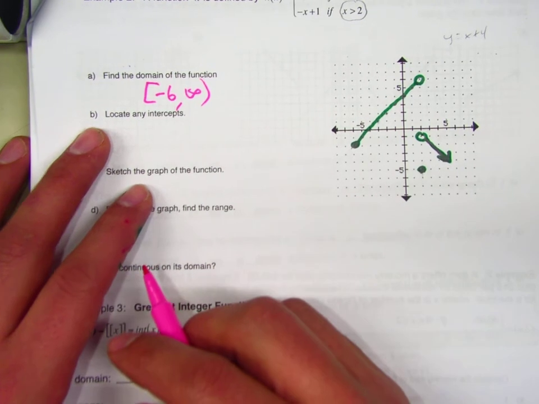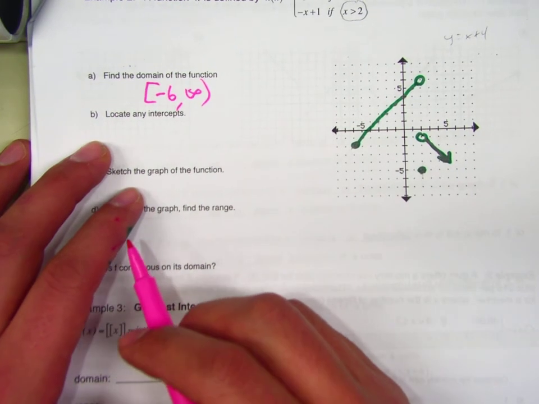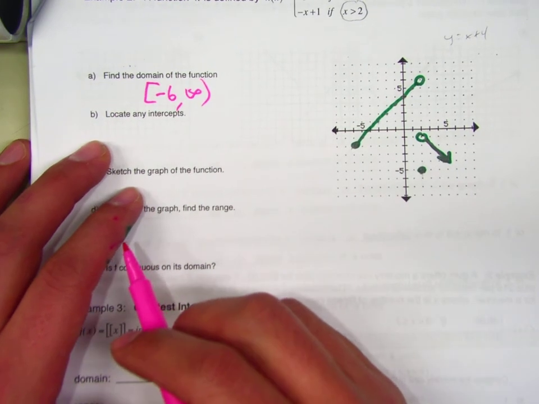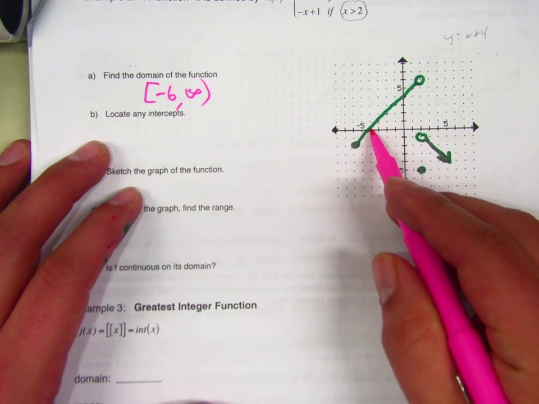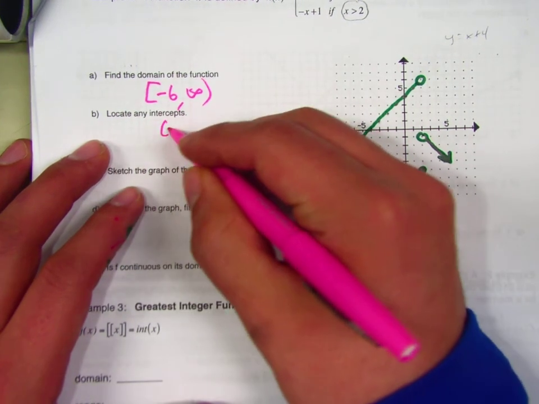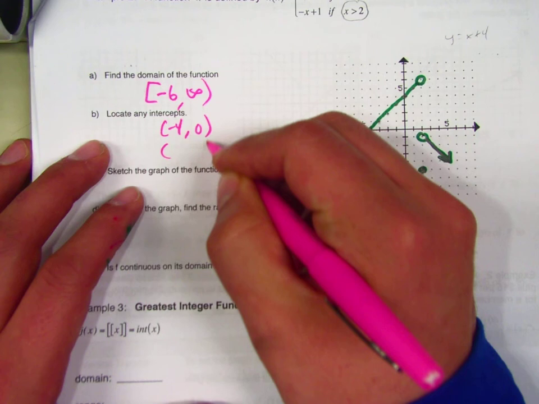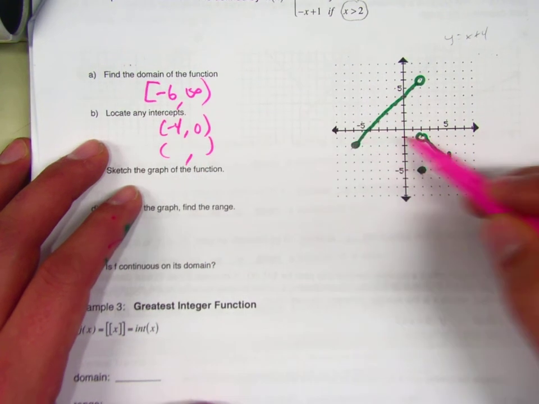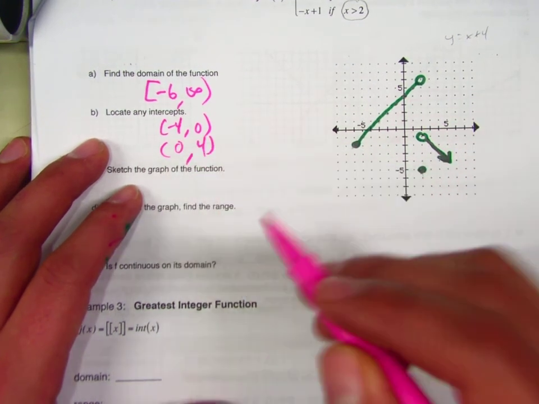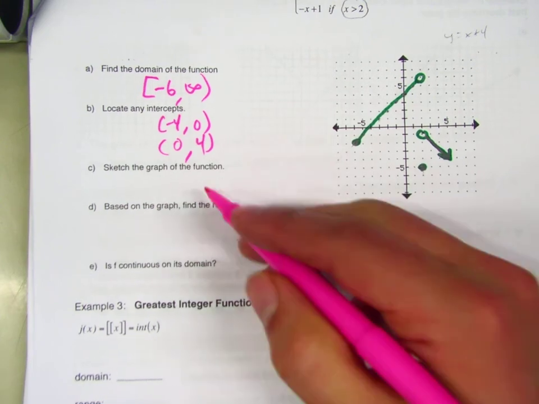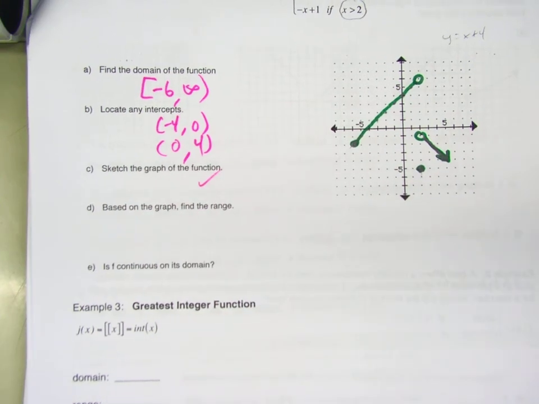Very good. Okay. Intercepts. Do we have an x-intercept? Yeah. What is it? 4. Or -4? -4. So -4, 0. And is there a y-intercept? It is. Positive. 0, 4. Good. Graph's already done.